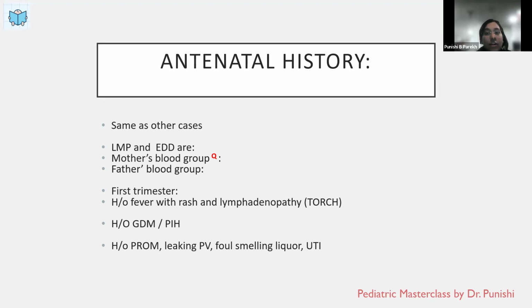Difficult labor can lead to birth injury, can lead to cephalic hematoma, subcranial bleed, which increases the risk of jaundice. PIH, hypertension in pregnancy, leads to uteroplacental insufficiency, which leads to polycythemia.